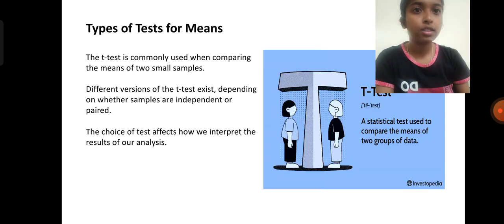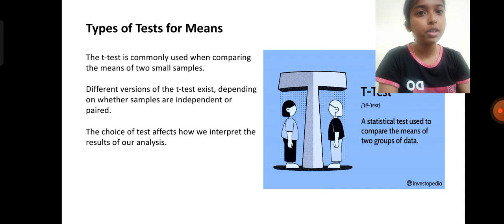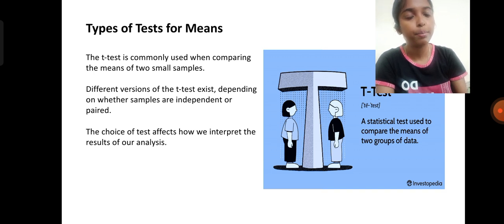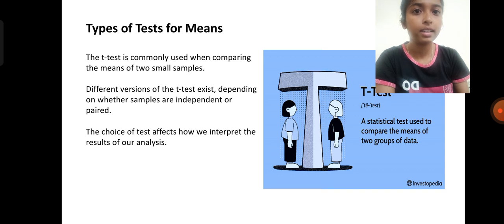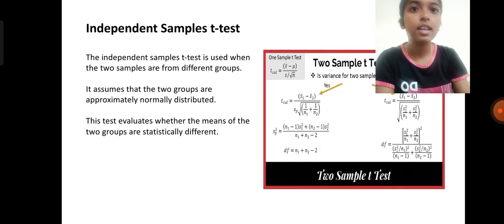Types of test of means. The t-test. The t-test is commonly used when comparing the means of two small samples. Different versions of the t-test exist depending on whether samples are independent or paired. The choice of the test affects how we interpret the results of an analysis.